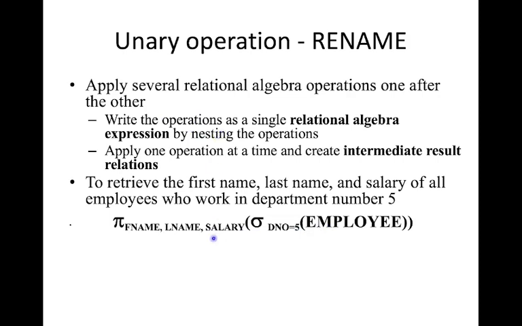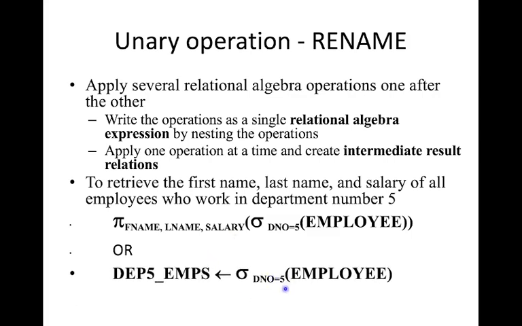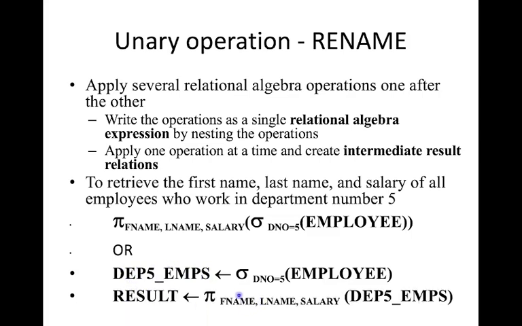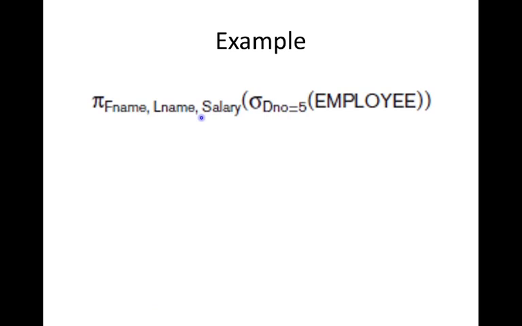If we have several operations one after the other, it can be done like this. We will first select the employees working in department number 5, and we will create a temporary relation, department 5 employees. Now in the second step, we will project the first name, last name and salary from this relation. So we will get the resultant table. So we have to store an intermediate result here. So we have to create a new relation. So we have to rename a relation. So for that we apply this rename operator. So this is an example.